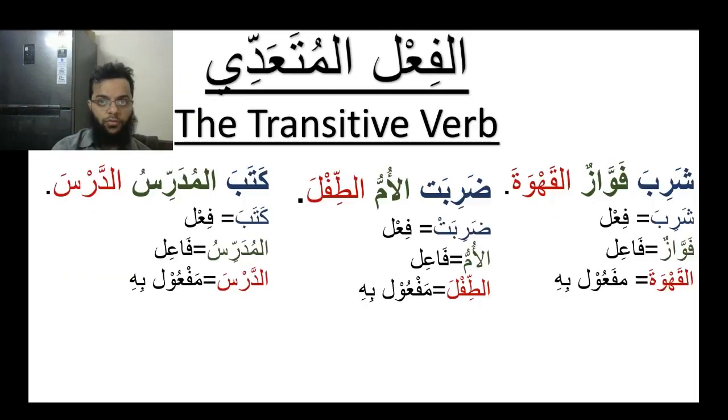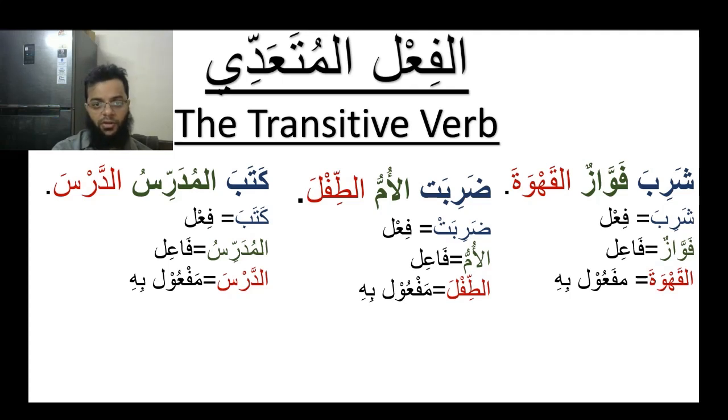Okay, so these are the examples of transitive verb, that is al-fi'l al-mutaaddi. Shariba Fawazun al-qahwa, which basically means Fawaz drank coffee. So shariba is your verb, that is fi'l. Fawaz is the fa'il, that is the person performing the action of drinking. So Fawaz drank. So what did he drink? Al-qahwa, that is coffee. Al-qahwa, coffee, that is your maf'ulun bihi, that is object. Okay, so basically Fawaz performed an action of drinking on the coffee.